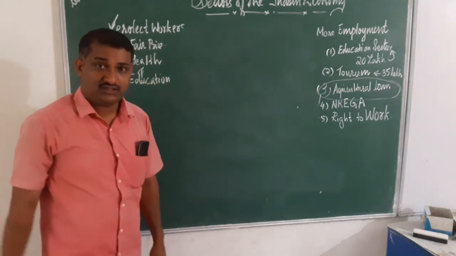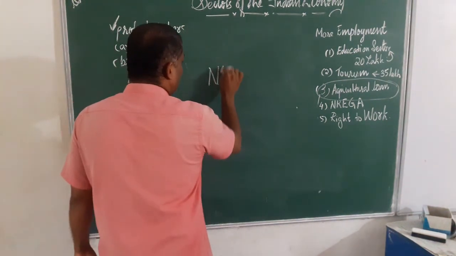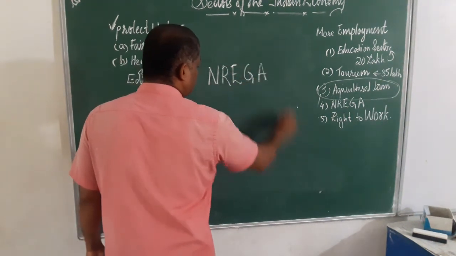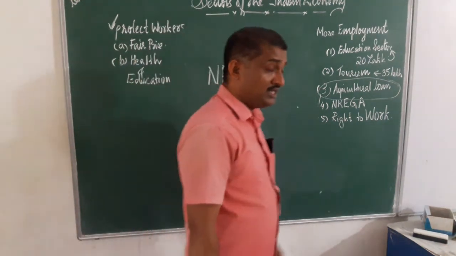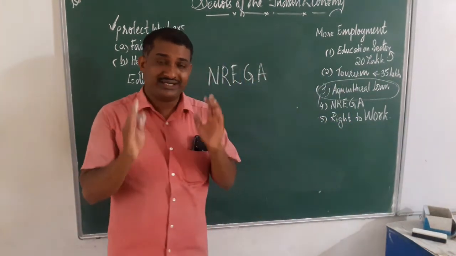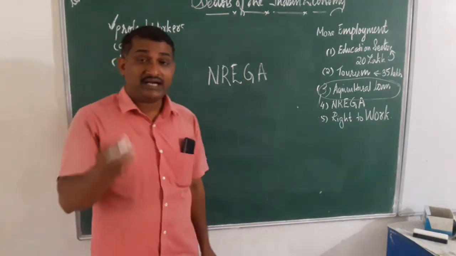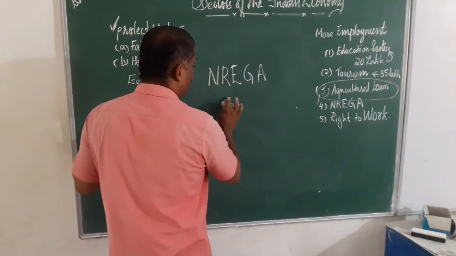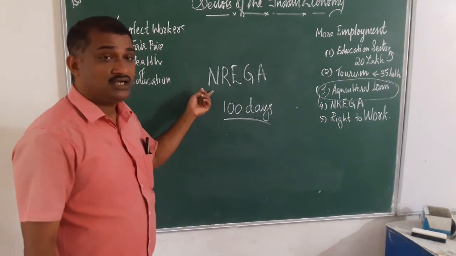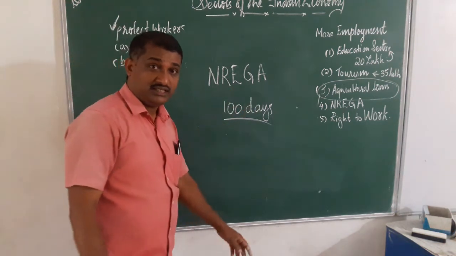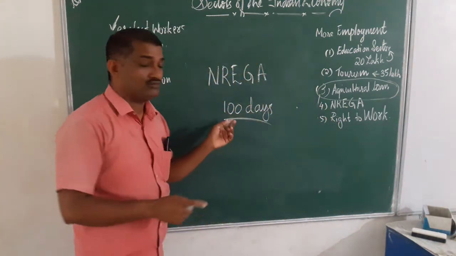Next is NREGA. You have heard about MNREGA or NREGA. What is NREGA? National Rural Employment Guarantee Act. That is provided by our government in order to protect the people, in order to give jobs to the people. The government is ready to give a job. 100 days of work will be guaranteed to the people. That is the National Rural Employment Guarantee Act, or Mahatma Gandhi National Rural Employment Guarantee Act. It provides 100 days of work in a year.